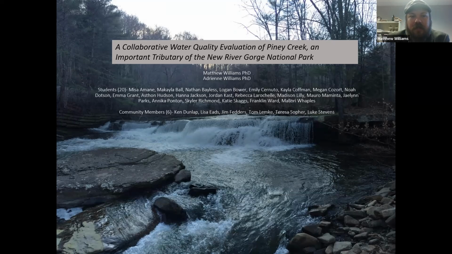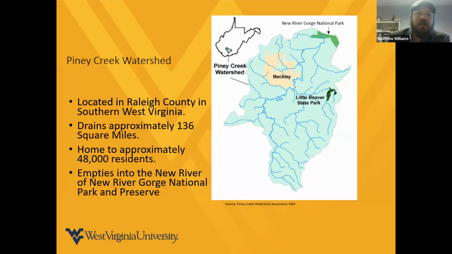So what is this Piney Creek I mentioned? What is this tributary down here in the southern part of the state? The Piney Creek Watershed is located down in the southern part of West Virginia in Raleigh County. It drains approximately 136 square miles. The watershed itself is home to approximately 48,000 residents, most of whom live in the area of Beckley. If you notice in that map, it's the tannish colored area. About 28,000 of the 48,000 residents are concentrated in that tan area.